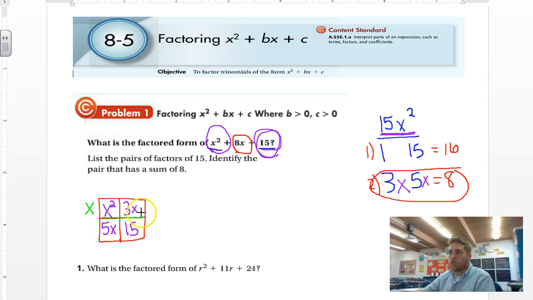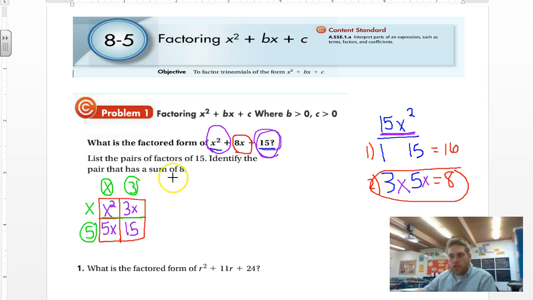Now I go up here and I think, what number times x is going to give me x squared? Well, that's just going to be x. x times x is x squared. What number times x gives me 3x? Well, that's just 3. What number times x gives me 5x? 5.